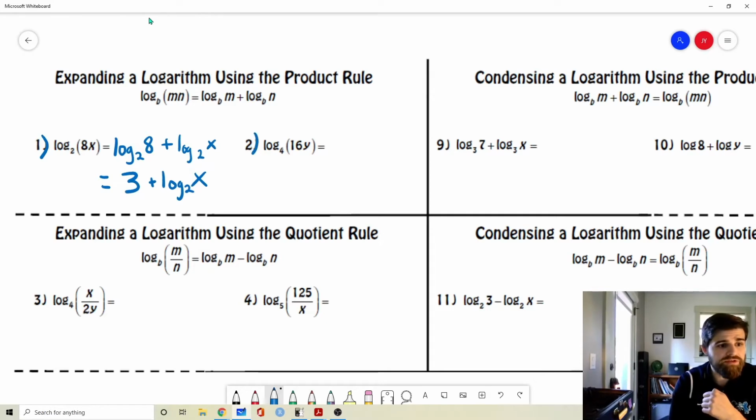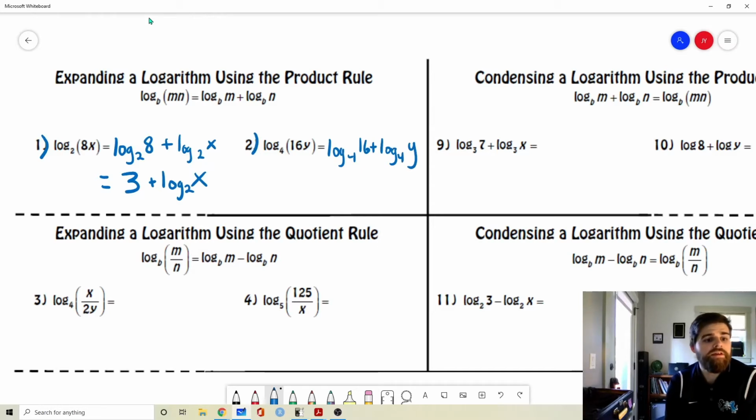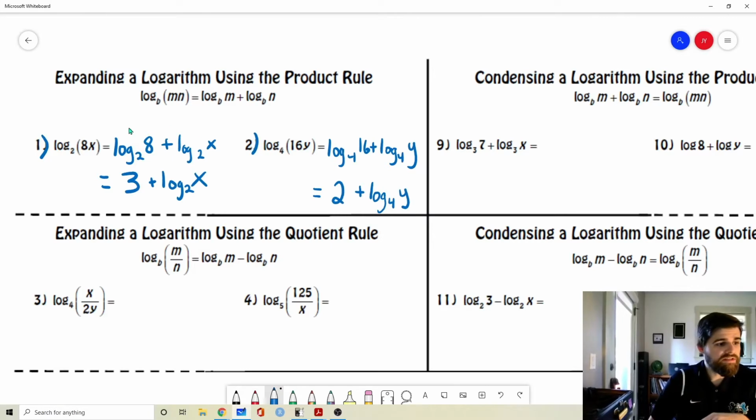Let's do another one here, number 2. So I have log base 4 of 16y, so I'm going to split this up, log base 4 of 16 plus log base 4 of y. My g's, my 4's, my y's all kind of look the same, sorry. Okay, so over here I've got 4 to some power gives me 16. Well, 4 squared gives me 16. And then over here there's nothing I can do with this part because I don't know what y is. Okay, so the product rule rather allows us to take an argument that has multiplication and split that apart into two logs being added together.